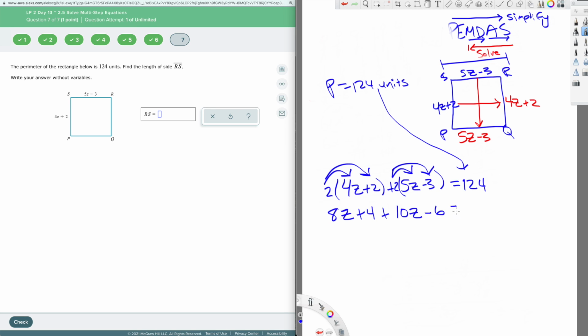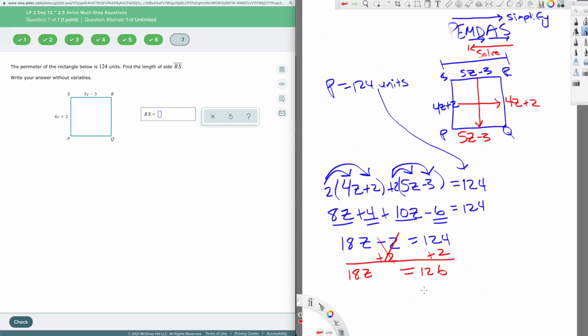All right, let's combine our like terms because we have a couple of like terms here. So 8 plus 10 gives me 18z. 4 minus 6 gives me negative 2. All right, we have simplified all the way down as far as we can get. Now we are going to start solving. So 2 is being subtracted from the same side as the variable. I'm going to add it. 18z, 2 minus 2 cancels, and we end up with 126.